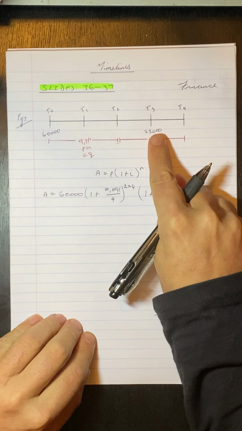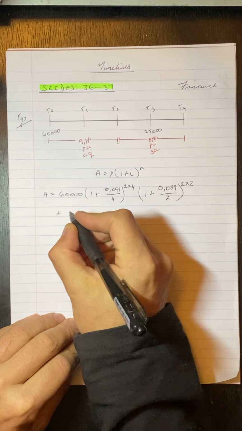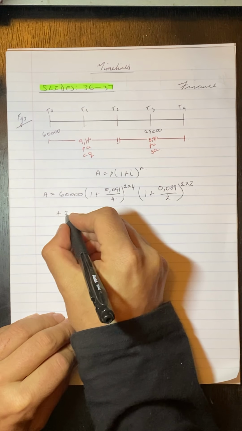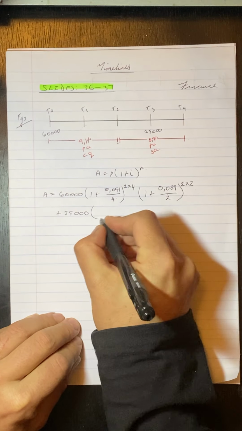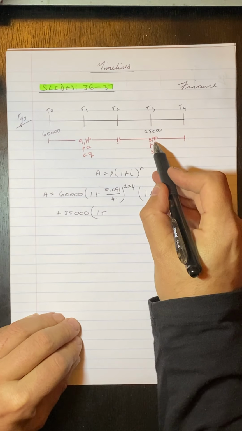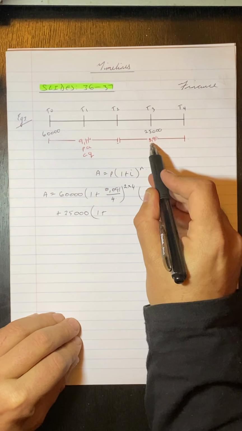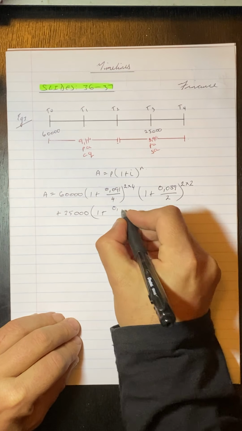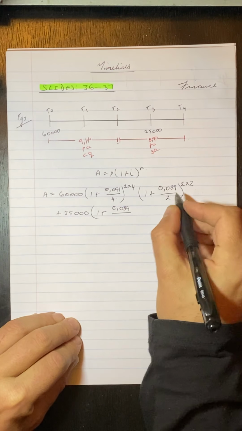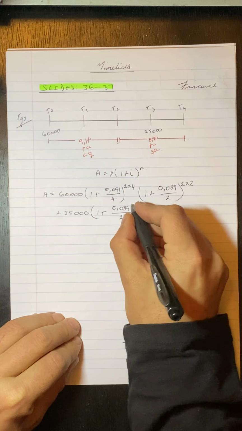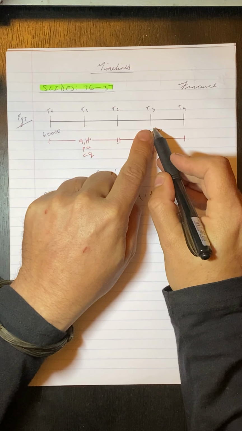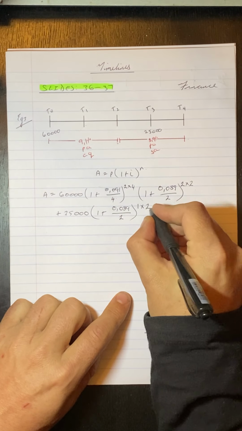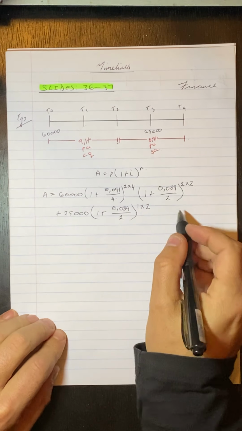Now let's work with this 25,000. I'm just going to add on. Our 25,000 is a new one, so our P is 25,000. 1 plus, our interest rate is this 8.9. You see it falls within that red bit there. So that's 0.089 divided by 2, because it's semi-annually. How many time periods is this going on for? It's going on for 1 time period, so that's 1 times 2 because it's semi-annually. And that is it.